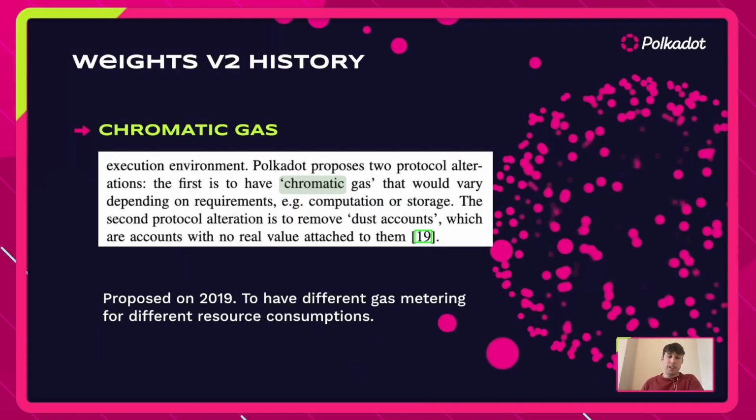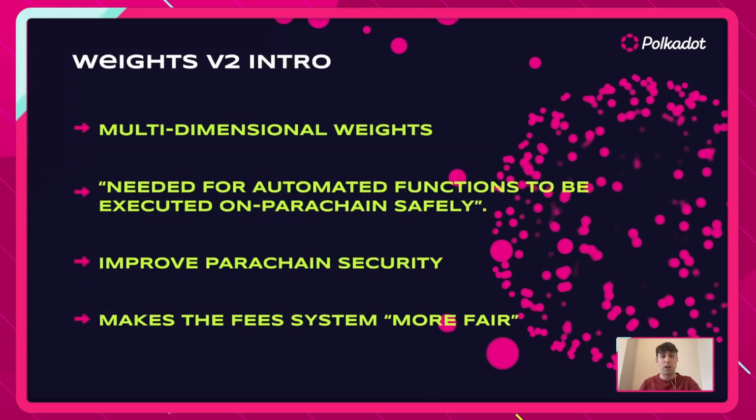So a bit of history here. This term was already around in 2019, where it was a bit different. It was called chromatic gas, and it was proposed by Gavin for Ethereum, and it was basically to have different gas metering for different resource consumptions. In the end, it was not implemented in Ethereum, but we brought that idea into the Polkadot ecosystem.